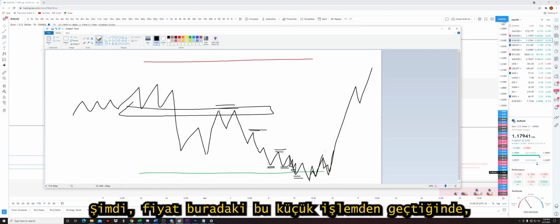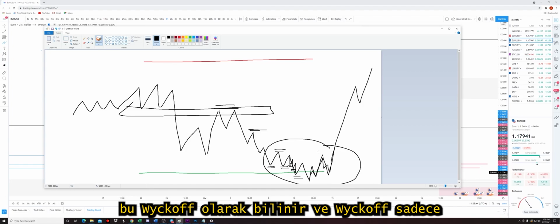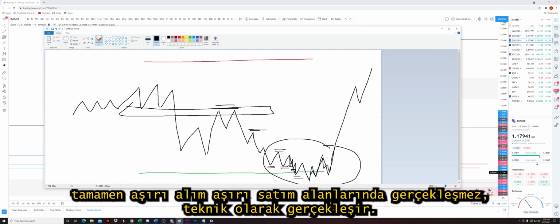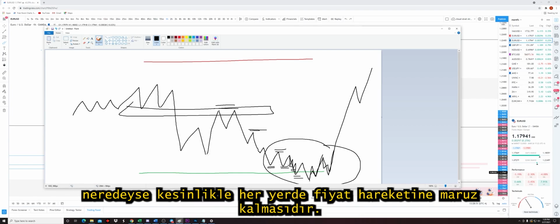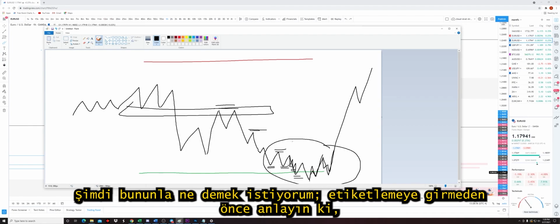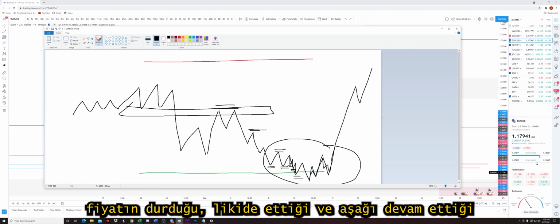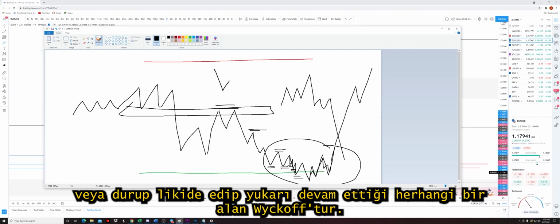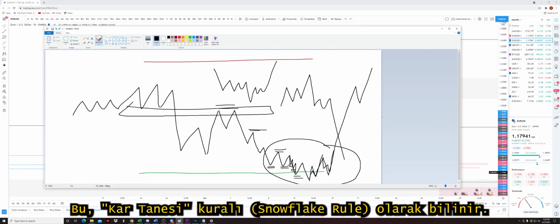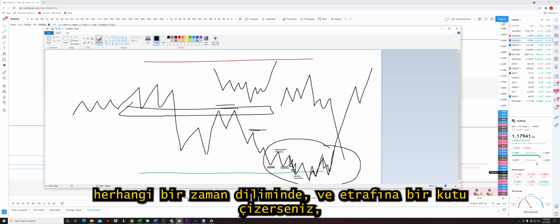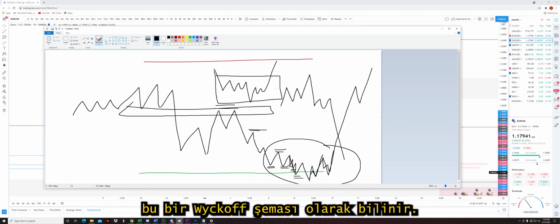Okay? Now, when price undergoes this little thing right here, that is what is known as Wyckoff. And Wyckoff does not just happen in areas of complete overbought and oversold. They technically do, but what's actually happening is it almost undergoes price action absolutely anywhere. Now, what I mean by that is before we even get into the labeling, understand that any area where price pretty much stops, liquidates, and continues lower, or stops, liquidates, and continues higher is Wyckoff. This is what is known as the Snowflake Rule. If you can find an area where this pretty much occurs on any time frame and you put a box around it, that is what is known as a Wyckoff schematic.